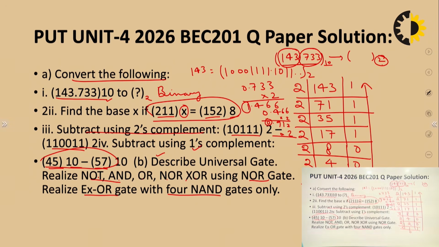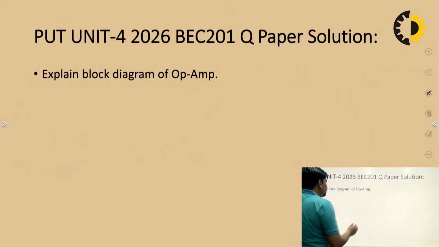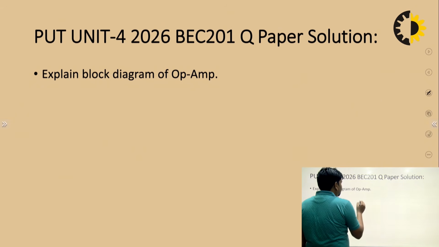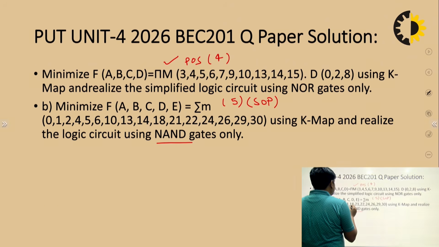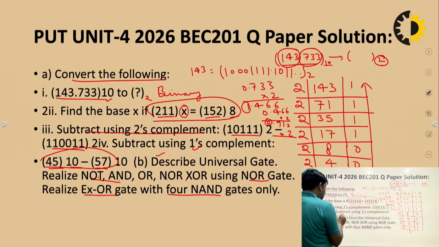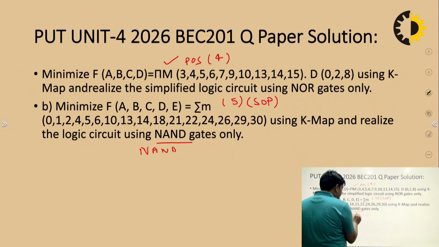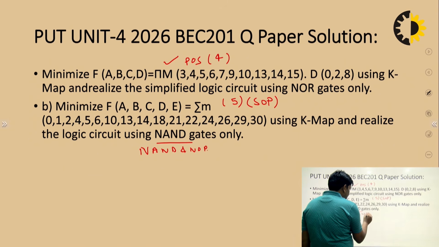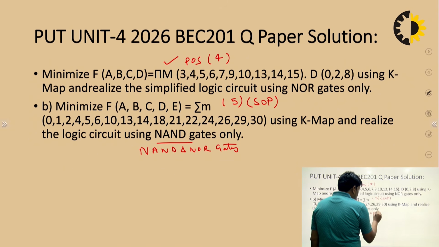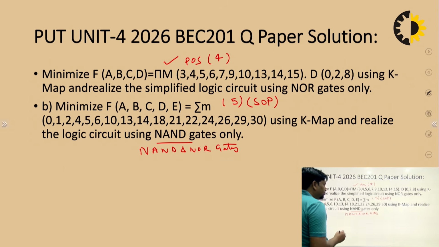Another question which has been asked: what are the universal gates? And realize the NOT, AND, OR, and XOR gates by using the NOR gate. So what are the universal gates? Universal gates are the NAND and NOR gates. NAND and NOR gates represent the universal gates. Why?